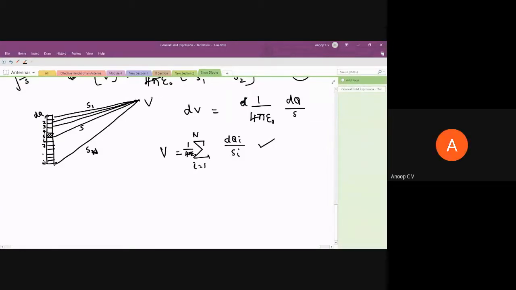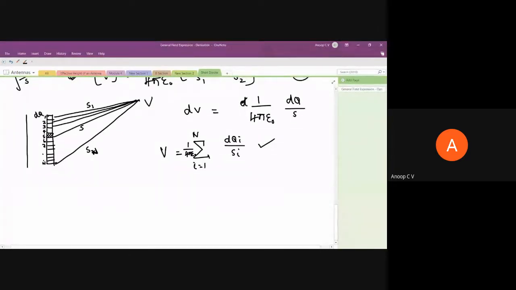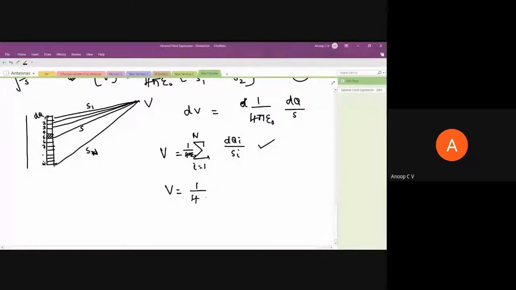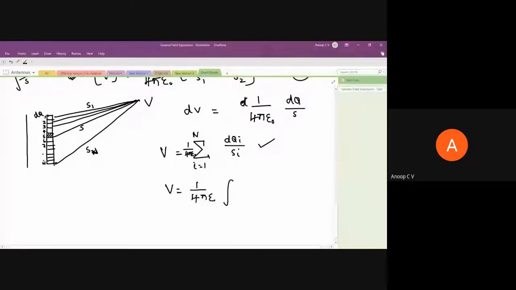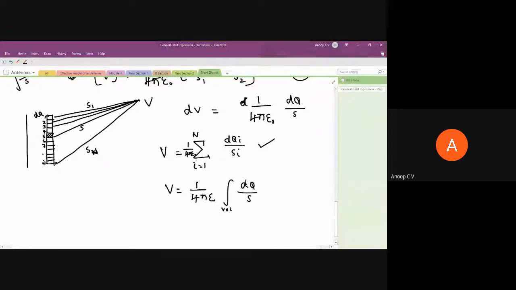Right. So now this summation is actually a continuous charge distribution. It's not discrete. So the summation will become integration. Are you able to appreciate that? So V will be equal to 1 by 4 pi epsilon naught integral, and over this volume this will become a volume integral. Integral over this volume dq divided by s, right? Are you able to accept that? How we got this integral?